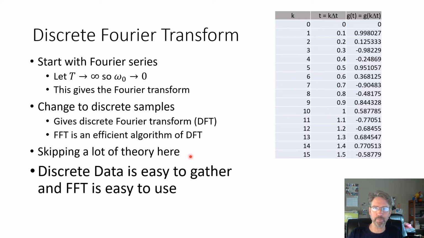So like I said, I'm skipping a lot of theory. It is in your book. But the big takeaway is that discrete data is very easy to gather, and the FFT is very easy to use because it's built into every math program that you probably would want to use. So what we give the FFT is a column of data like this, a set of measurements of our signal versus time. So that's really easy to gather. We feed it that column and we get a column of frequency response.